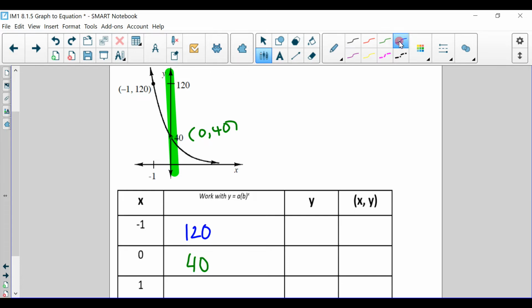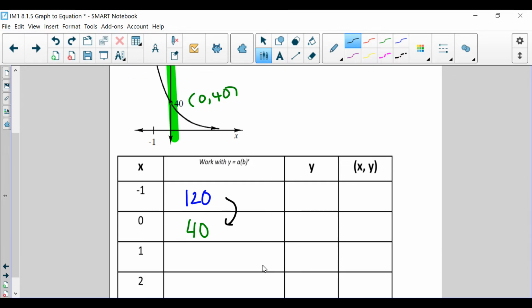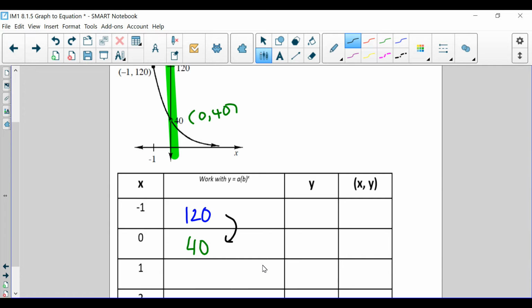How does 120 become 40? Well, isn't 40 times 3 equal to 120? So in this case, how does 120 become 40? Well, if we divide it by 3, it's equal to 40, isn't it? And isn't dividing by 3 the same as multiplying by 1/3? It's multiplying by the reciprocal, right?